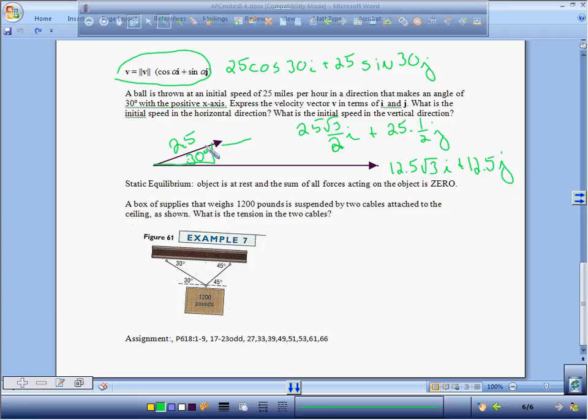In other words, if I throw this ball at 25 miles an hour this way, it's going 12.5 root 3 this way, which is about 21.65 miles an hour, and at the same time, it's going 12.5 miles an hour in this direction. Okay? So even though it's going 25 that way, that's how you do that.